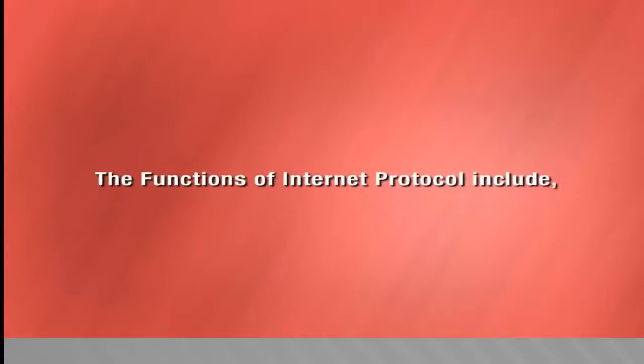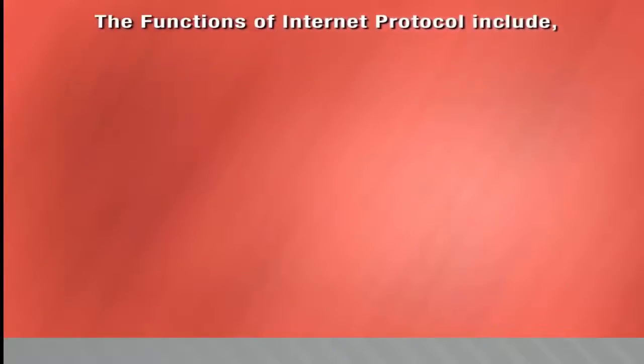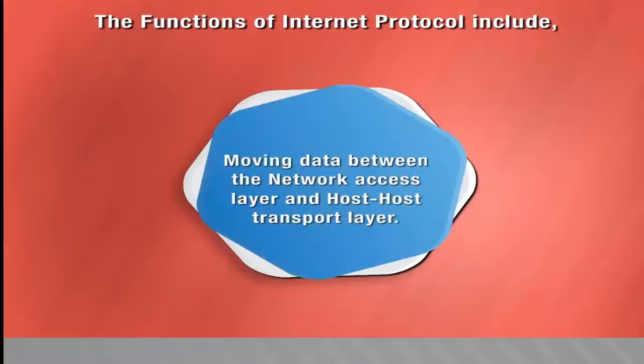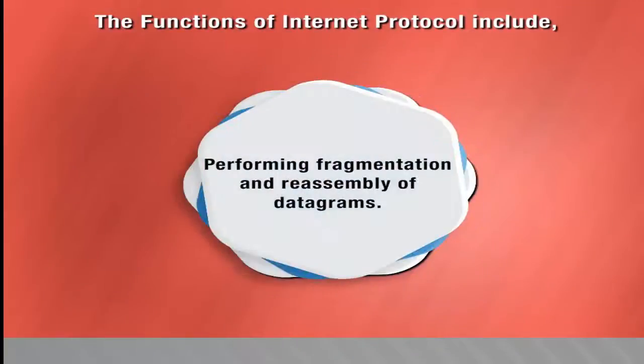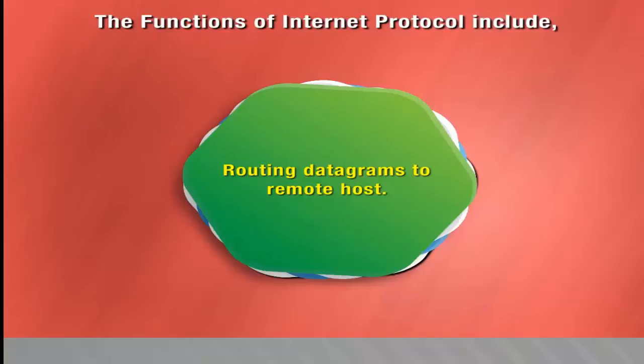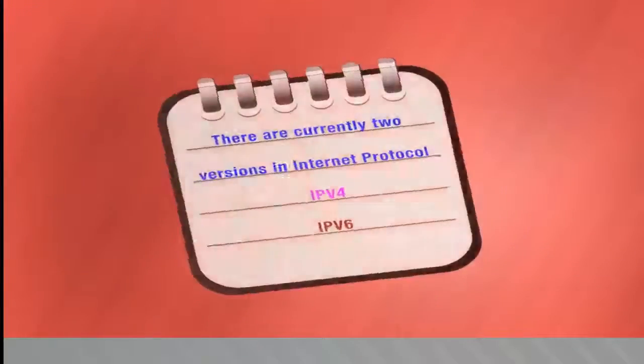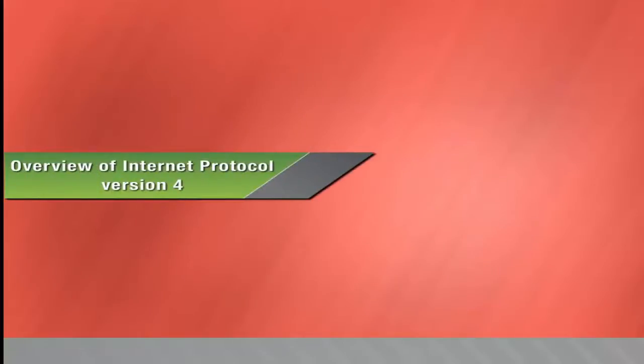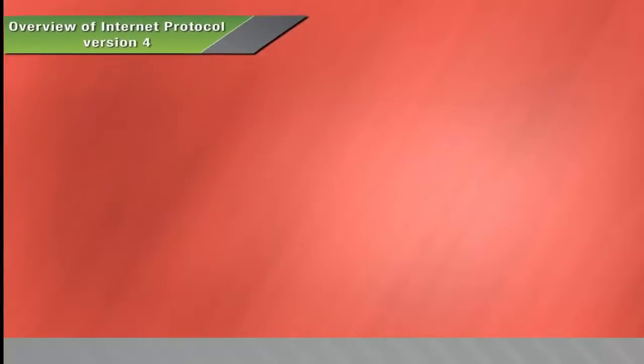The functions of Internet Protocol include defining the Internet addressing schemes, moving data between the network access layer and host-to-host transport layer, performing fragmentation and reassembly of datagrams, and routing datagrams to remote hosts. There are currently two versions of Internet Protocol, IPv4 and IPv6. Overview of Internet Protocol version 4.